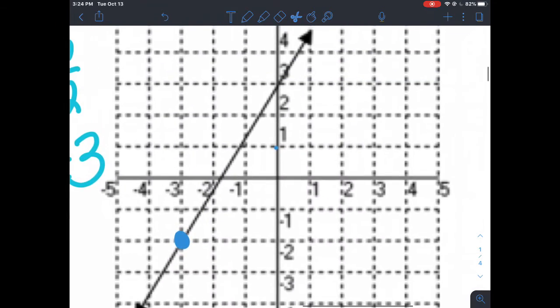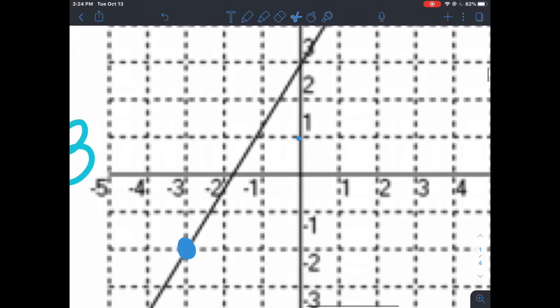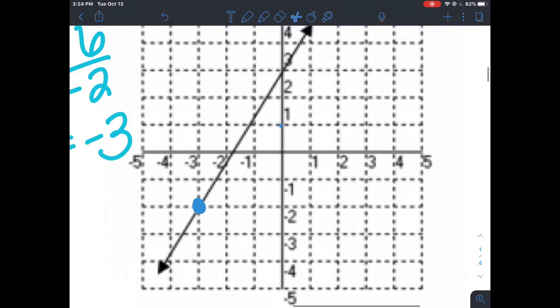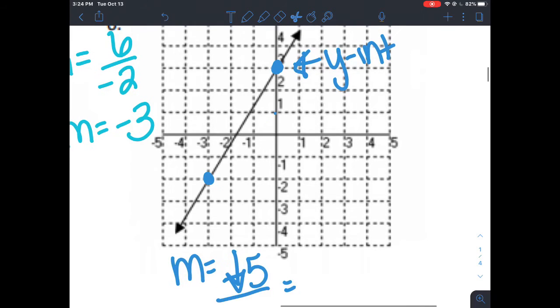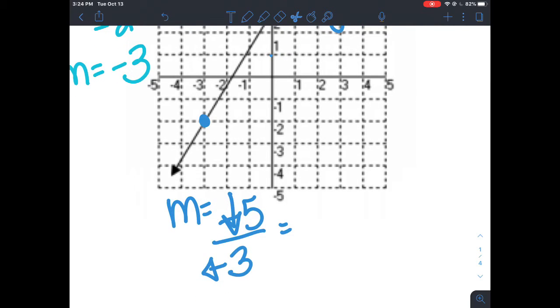For number 6, I have my y-intercept. I don't have any other points drawn on here, so I'm going to go down until I find a nice point, one where the line or my function crosses on a grid point, if that makes sense. And then there's my y-intercept at 3. I will calculate rise over run to find my slope. From the top point to the lower point, I went down 5 and I went left 3.